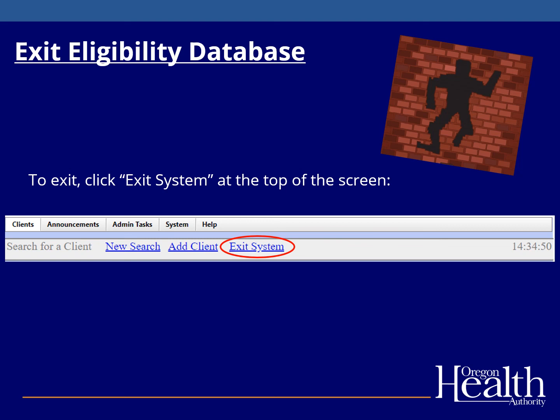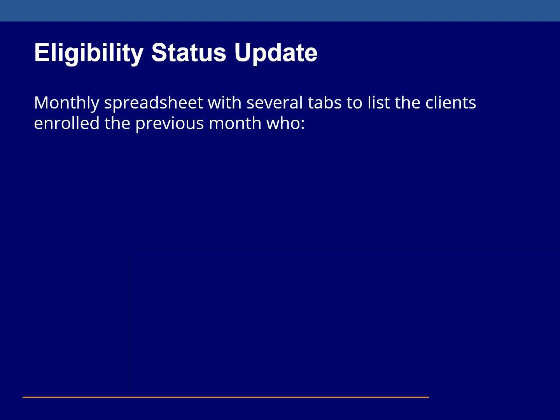Finally, when you are ready to exit the eligibility database, just click Exit System at the top of the screen. To help reduce the amount of terminations, we send out a monthly Oregon RH eligibility status update. This is an Excel workbook with several tabs that lists clients who enrolled in the previous month, who either claimed eligible immigration status, or for whom we were not able to verify some aspect of their eligibility. All the tabs list clients' enrollment dates, agency, and clinic number where they enrolled, and their RH program number.